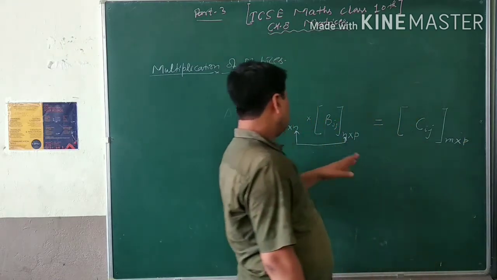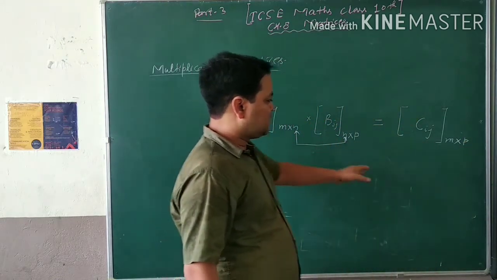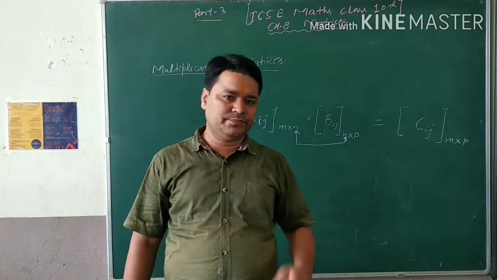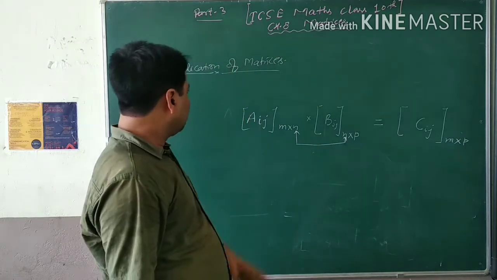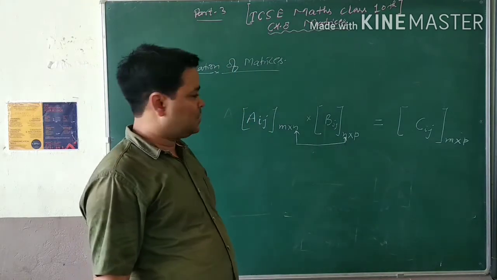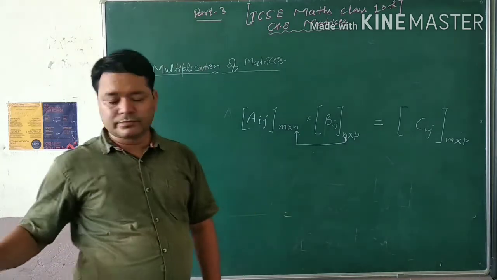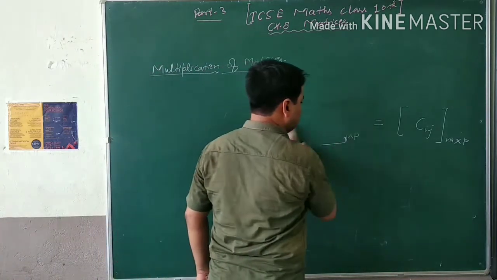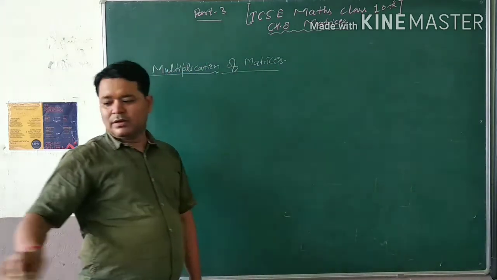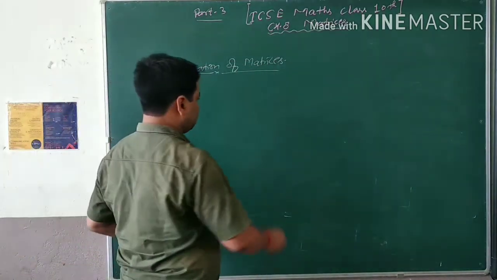It means the order of the resultant matrix will be M into P, means M by P. Okay, this is the process of multiplication of the two matrices. Now, we should again try to understand the concept of multiplication of the two matrices in this way.